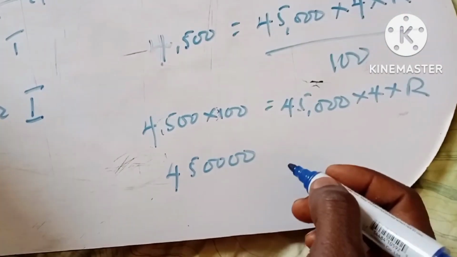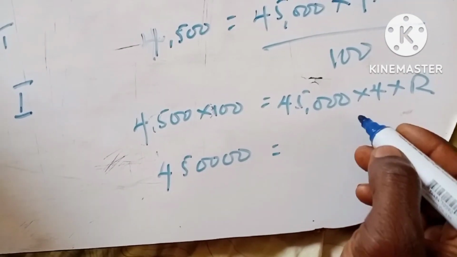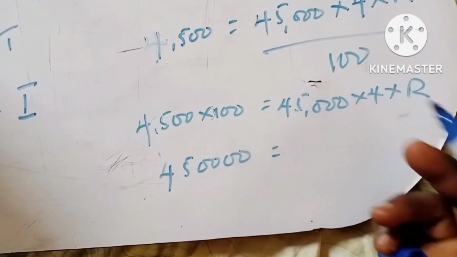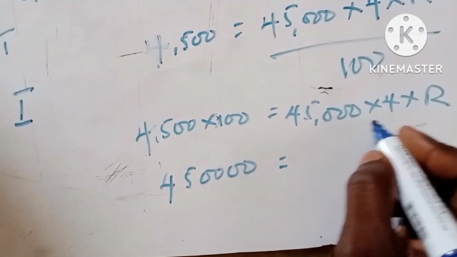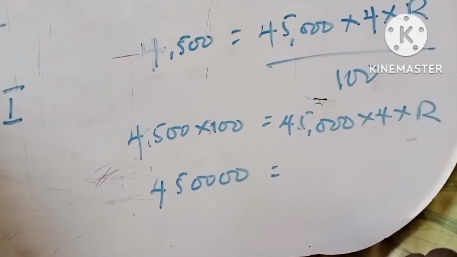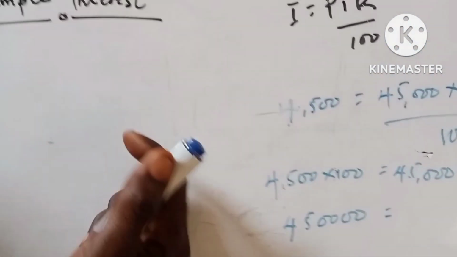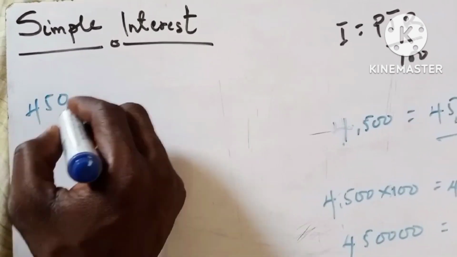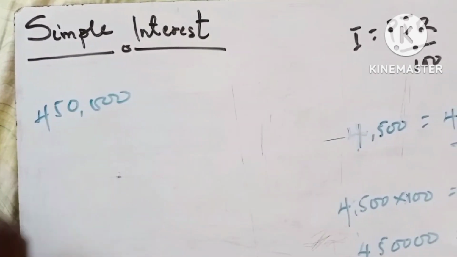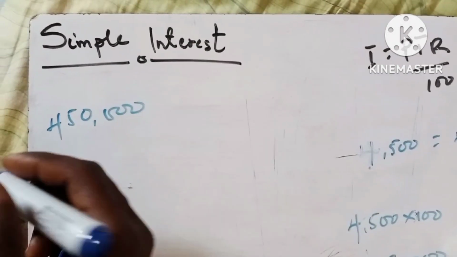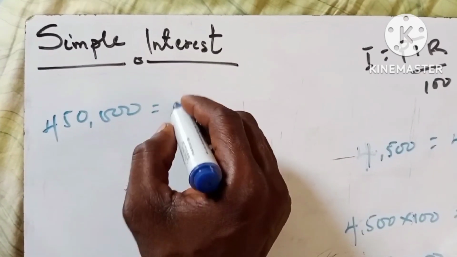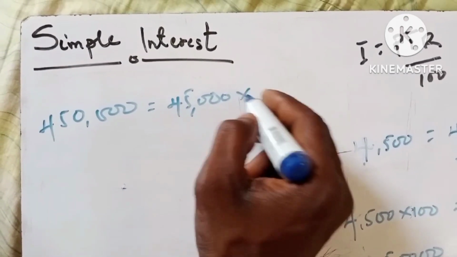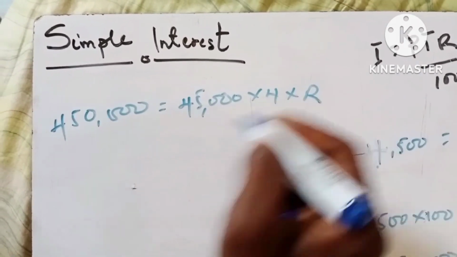That is going to be 450,000. And then when you are done expanding this, you divide everything by the coefficient of the rate. So let's solve this. From here we have 450,000, and that is equal to 45,000 multiplied by 4, and then multiplied by the rate.